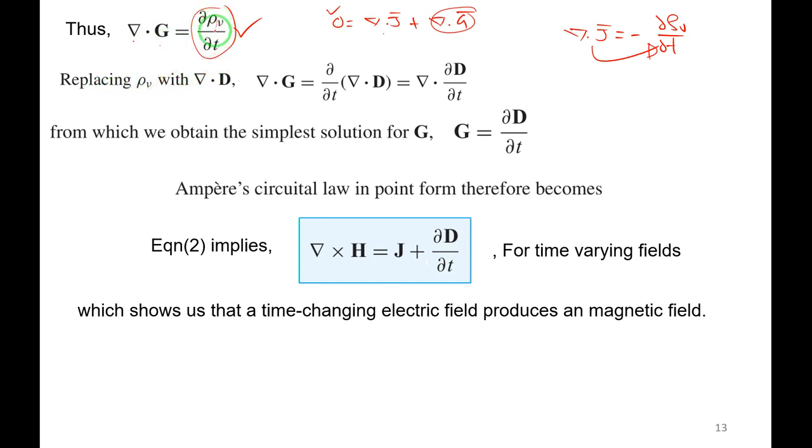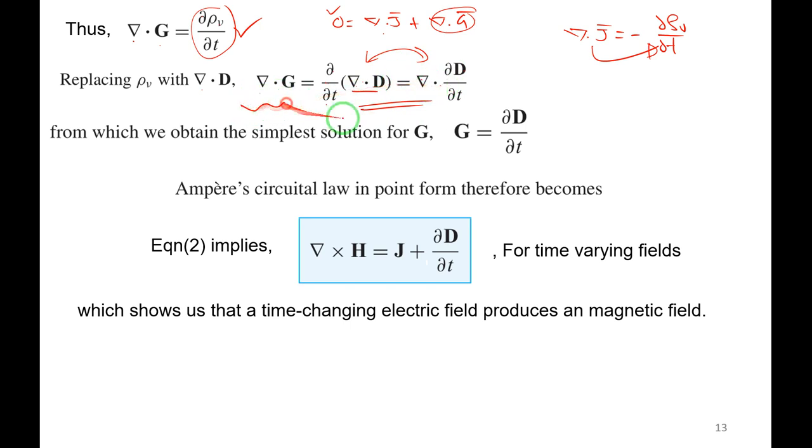Then replace this rho v by del dot D equal to rho v. We know that, right? The point form of Gauss law: del dot of D equal to rho v. So instead of rho v, you can write del dot D. So del dot of G is equal to dou rho v by dou t. What is rho v? Rho v is equal to del dot of D, right? By the vector identity, we can take this partial derivative inside and del outside. So we can rearrange it, no problem. Mathematically, it will not affect. So del is taken outside and the partial derivative with respect to D. So del dot of dou D by dou t, I can write it. Mathematically, they are one and the same. That doesn't make any difference. Okay, this we have seen.